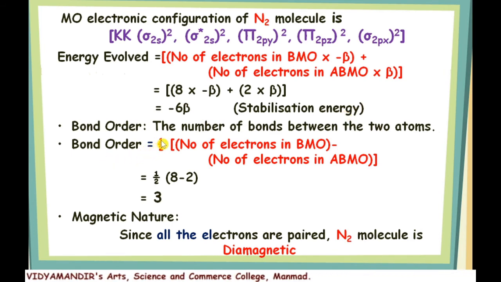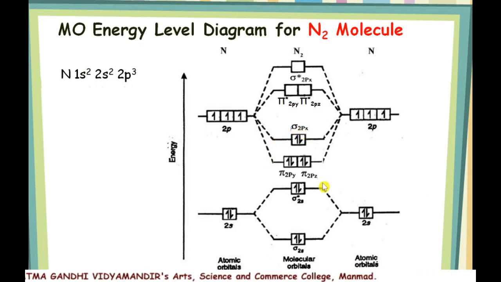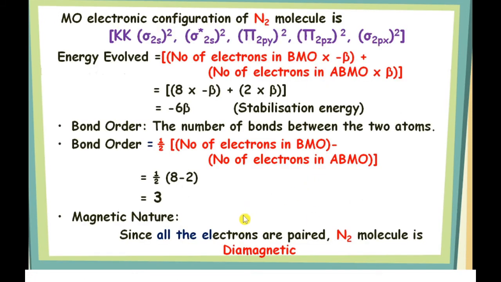Bond order is equal to 1/2 in bracket number of electrons in BMO minus number of electrons in ABMO. 1/2 in bracket 8 minus 2, it becomes 3. So bond order 3 indicates that there is presence of 3 bonds between the 2 nitrogen atoms of N2 molecule. Now magnetic nature. Let us see the diagram first. If we observe this diagram, all the electrons present in molecular orbitals are paired, and due to this N2 molecule is diamagnetic in nature.